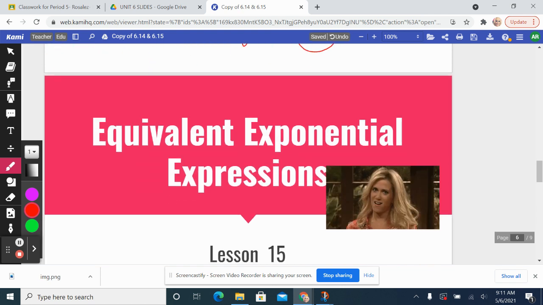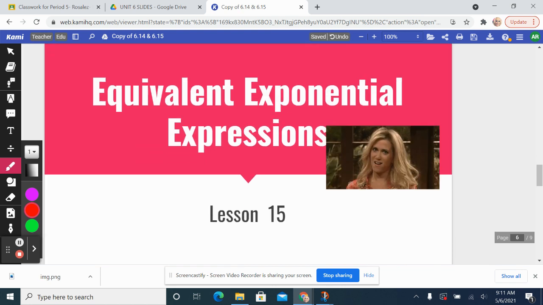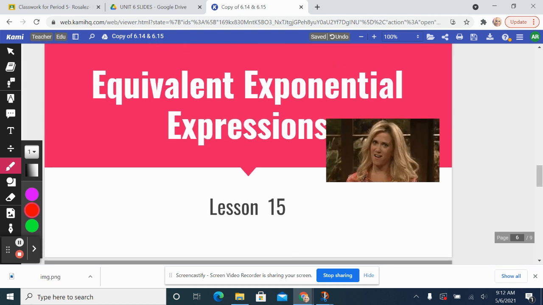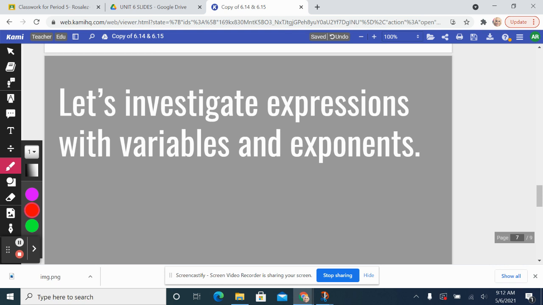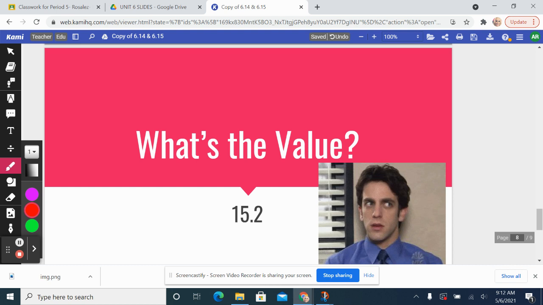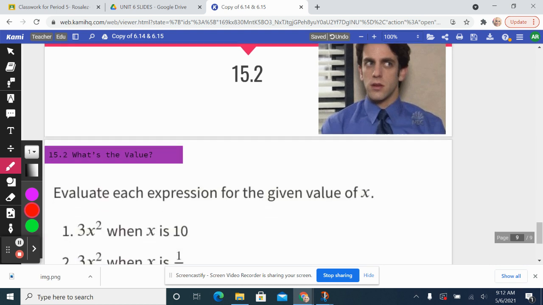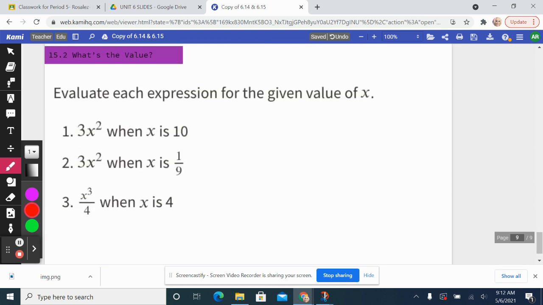Okay, now we're going to do something a little more challenging. Section 15 is a little more hard. So I need you to go to, I believe we're doing the 3rd lesson as well, but equivalent exponential expressions. So we will investigate expressions with variables. So you have not really seen anything yet like this. Oh, I'm sorry, we're doing lesson 2. So 15-2, you're looking for the title, What's the Value, in lesson 15. So it says, evaluate each expression if the given value is X.